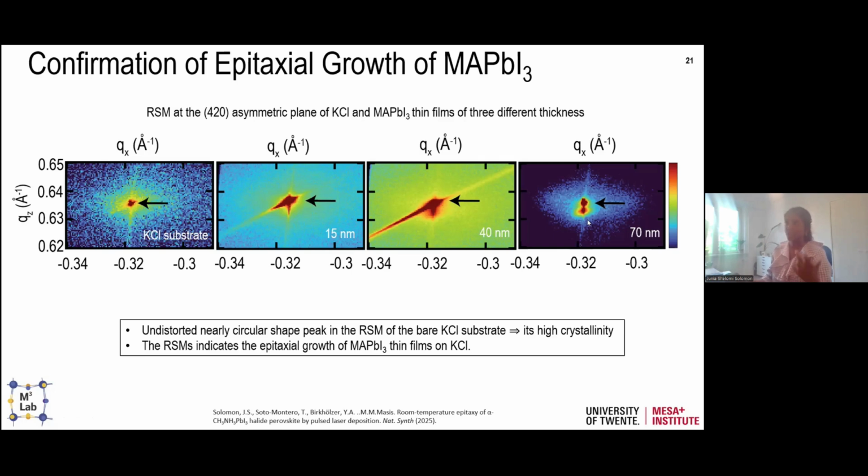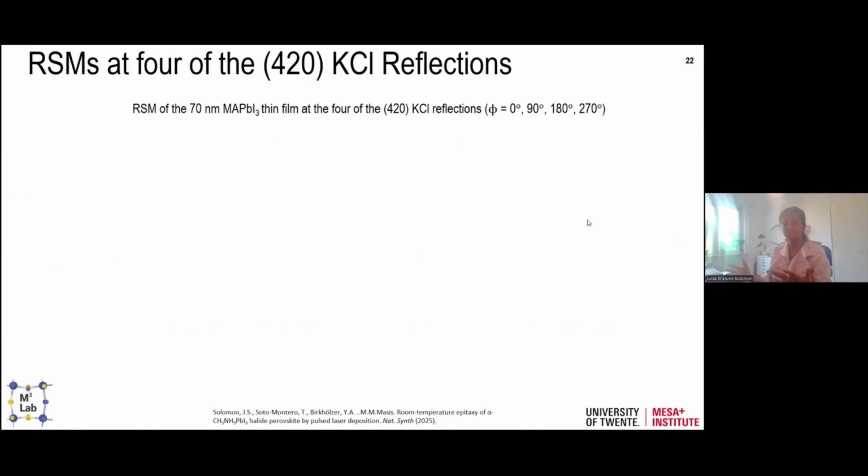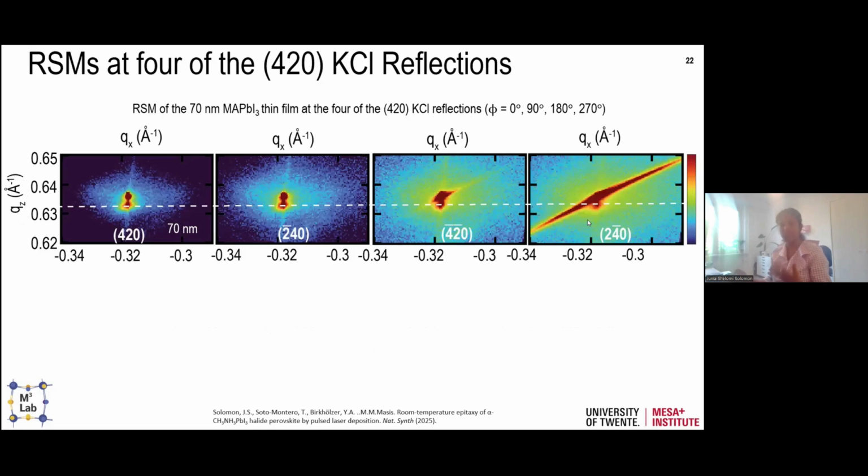Okay, so we confirmed epitaxial growth, but we also wanted to know if it's cubic in nature. So for that, we do a reciprocal space mapping at the same 420 plane, but at the different reflections of KCl. What we do is rotate the sample azimuthally, so the phi angle is 0, 90, 180, and 270. That gives us the different reflections.